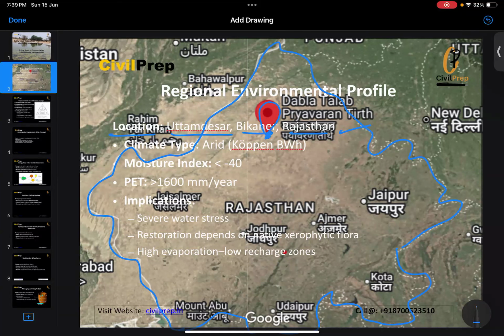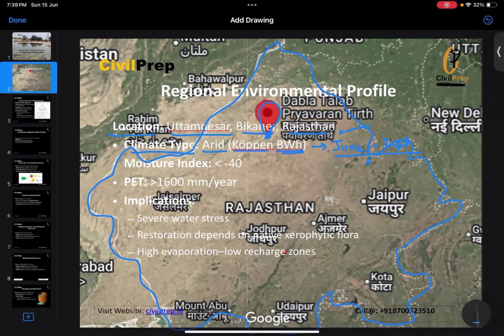Now, we need to have a very basic idea before going into the case study of what the climatic arrangement here is. So this is the climate type here, it is arid. According to Köppen, it is BWH. If we look at BWH, B is for arid climate, W is for wet, and H is for the hot part. So here the rainfall is from June to September.